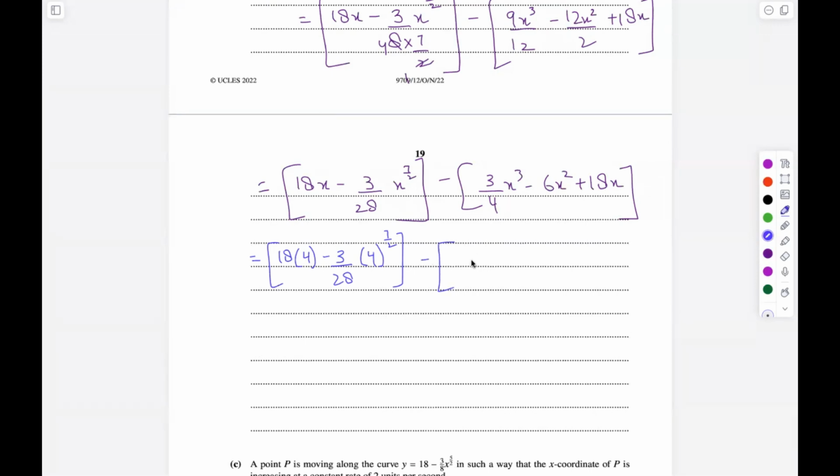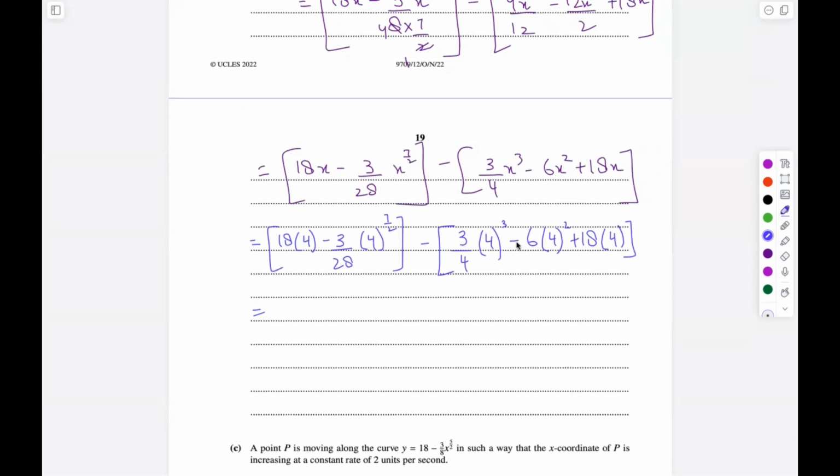And now in the second equation, we'll substitute x equals 4. So this will be 3 upon 4 into 4 cube minus 6 into 4 squared plus 18 into 4. So 18 times 4 over here. And again, if we substitute x equals 0 in all of these three terms, it will be 0, so we can leave it as it is. So 18 into 4 is 72 minus 3, 4 to the power 7 upon 2. So square root of 4 is 2 and 2 power 7 is 128 upon 28.